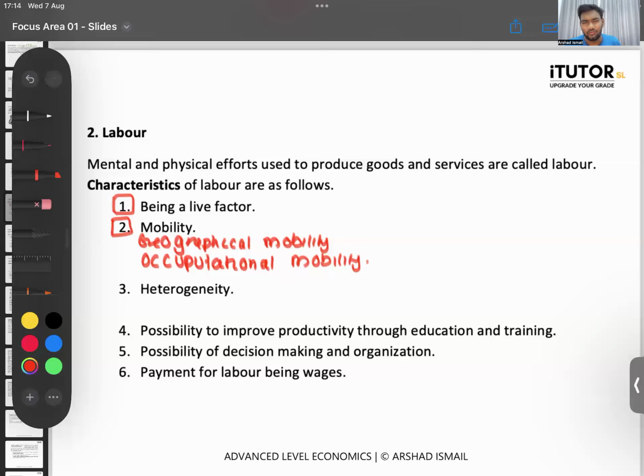Maybe 4 or 5 years later, I feel classes are not working out. I will give up this and go full time now. Or if I feel that is not working out, I'll give up that and come over here. If I feel both of these are not working out, I might go and become a farmer. What is that? Occupational mobility.